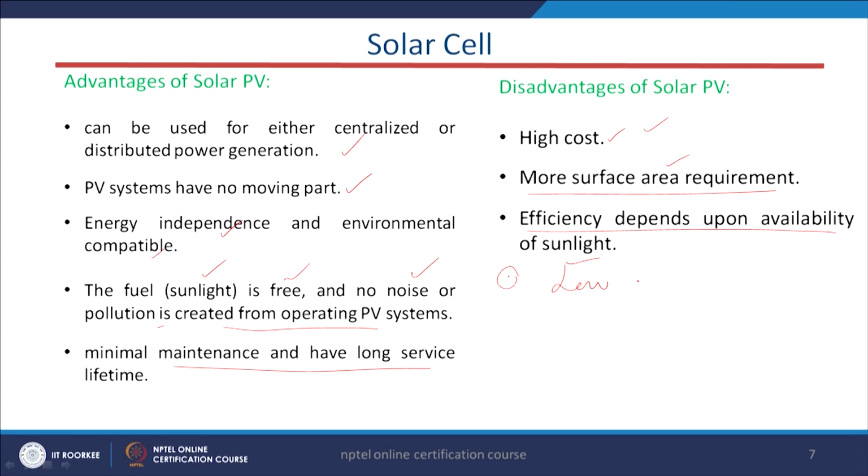One point I just want to mention here, in case of solar cell we have low efficiency, this is very important. Low efficiency, basically the range is 10 to 17%. The installation cost is high, but we are having low efficiency. So, that is why, still, solar is the ultimate source as far as the renewable sources are concerned.